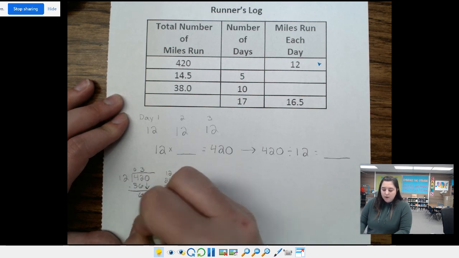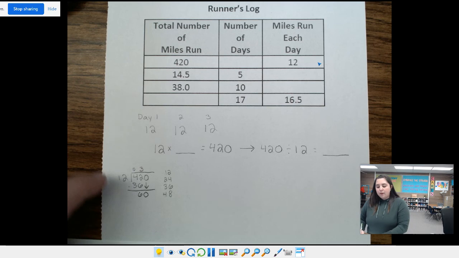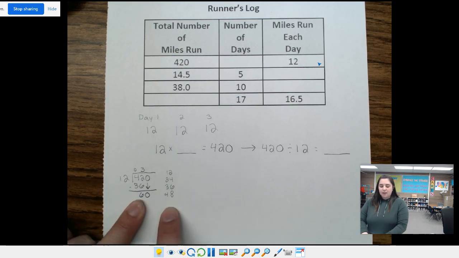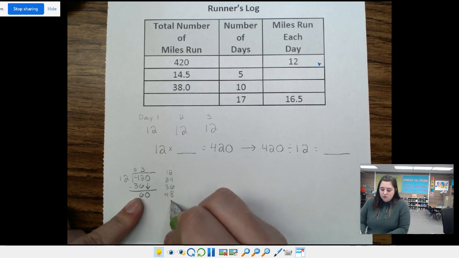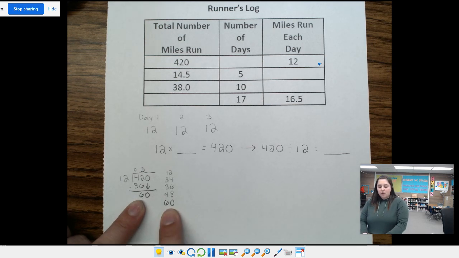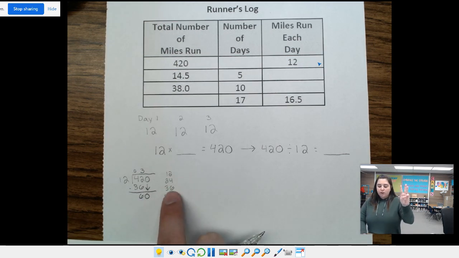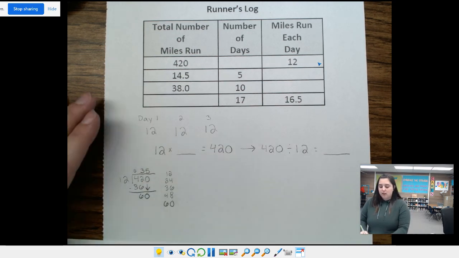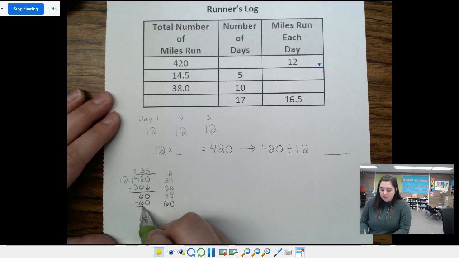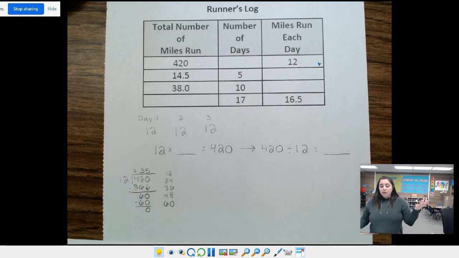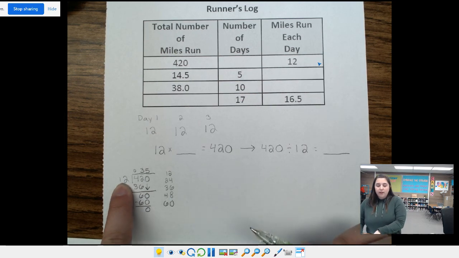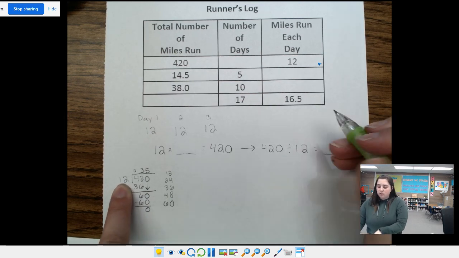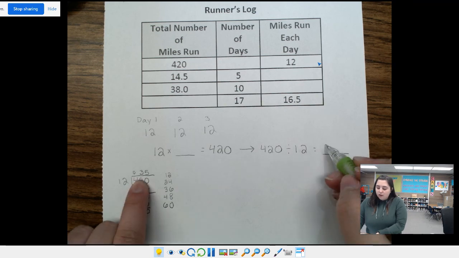Bring down our next number, a 0. How many times can 12 go into 60? I haven't gotten there yet. Let me add 12 to this. So add 2, that becomes a 10, that'd be 5, and add a 6. Oh, right there, 60. So it'd be 12, 24, 36, 48, 60. 5 times 12 is 60. There we go. We figured it out. And this is actually a really great example why this works. So 420 divided by 12 is 35.